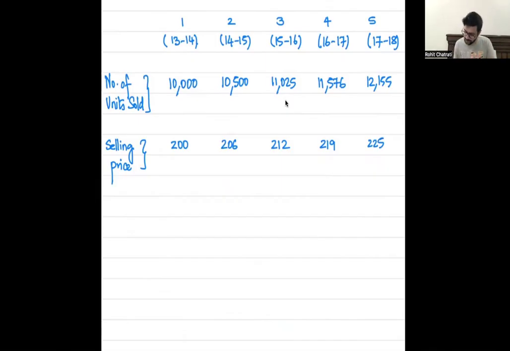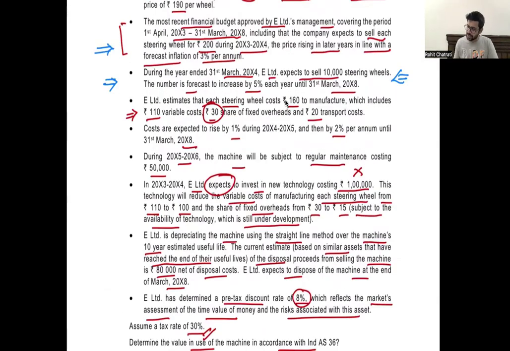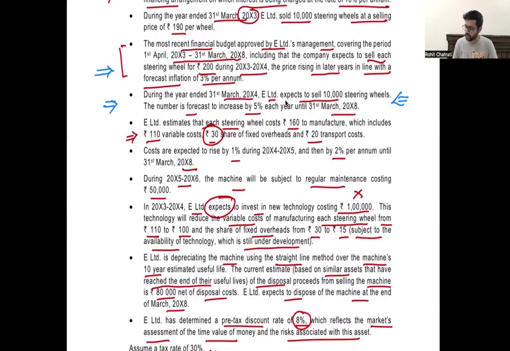Now, what is the cost of production? All right, let's see what is the total cost of production. The question said that the entity estimates that each steering wheel will cost rupees 160 to manufacture, and this cost is expected to rise by 1% during 2014-15 and then by 2% per annum until 2017-18. Until March 2018, it will increase by 2%.